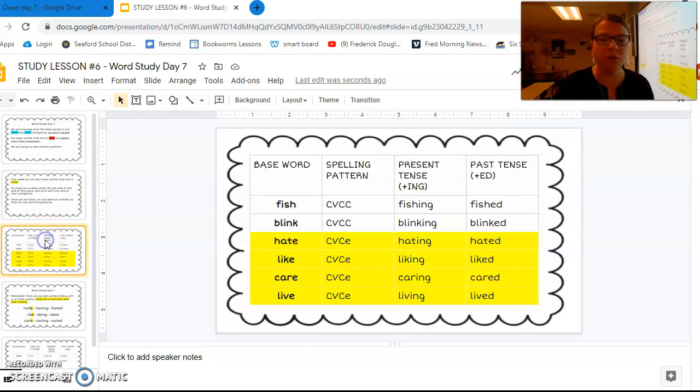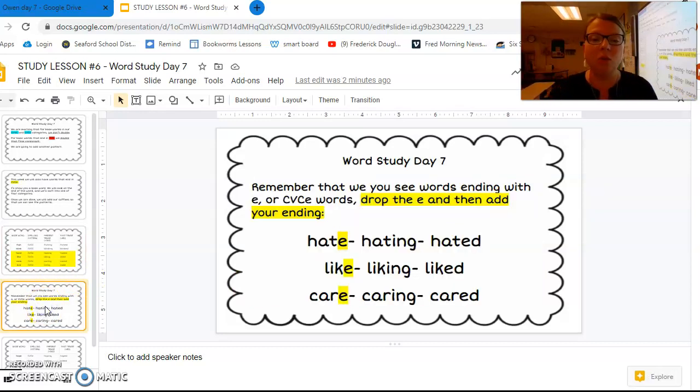And we looked at the words, we created a chart, we labeled the pattern, and then we added our suffixes, ed and ing. So if you have a look at all these yellow words in here, all of them, hate, like, care, and live, end with an E. So they all fall into the spelling pattern that is called CVCE. And we said that if the word ends with the E or falls into the CVCE pattern category, we need to drop the E and then add the suffix.